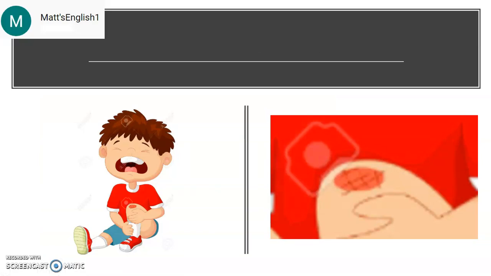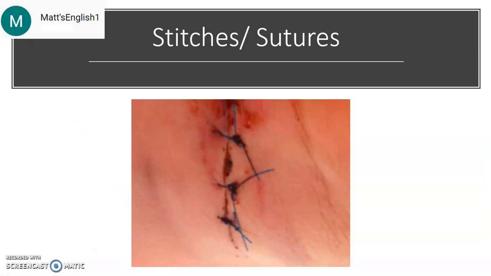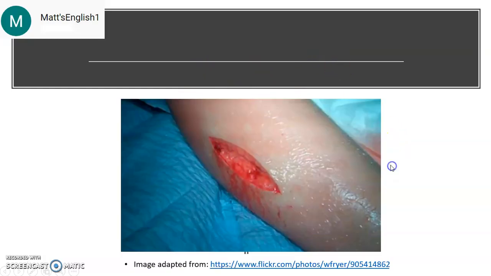Okay. Now, another type of abrasion, which is a light abrasion, where we've taken off a very thin layer of our skin, is called a graze. Okay, so this boy has grazed his leg. Okay, if we have a very serious cut, we might require stitches, or health professionals often call them sutures. Sutures. So stitches and sutures. Okay. If we have a very deep, very serious cut, this is called a gash. Okay, a gash. All right, so this is a very serious cut with a very big open wound.